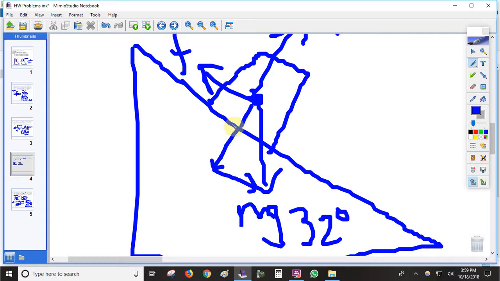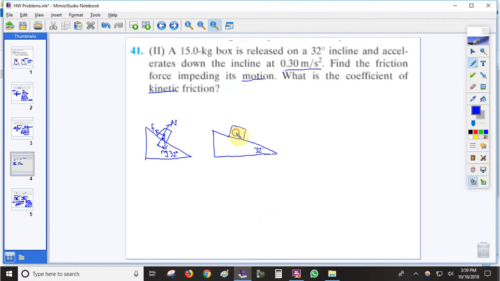So remember this is 32 degrees here, this little angle is also 32 degrees. So this perpendicular component is going to be mg cosine 32, and the parallel component is going to be mg sine 32. So let's draw that out on this board over here. mg sine 32 down the plane, mg cosine 32 into the plane, normal force acting up, friction force acting parallel to the plane there.